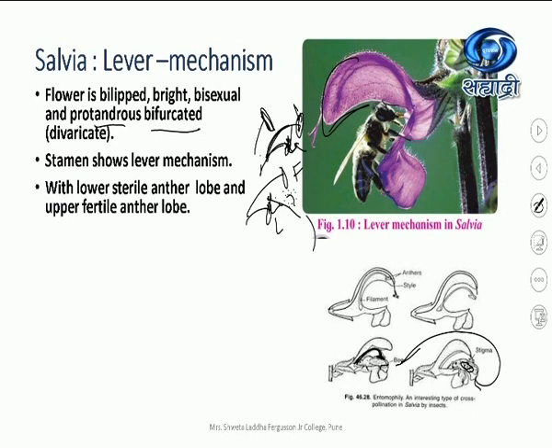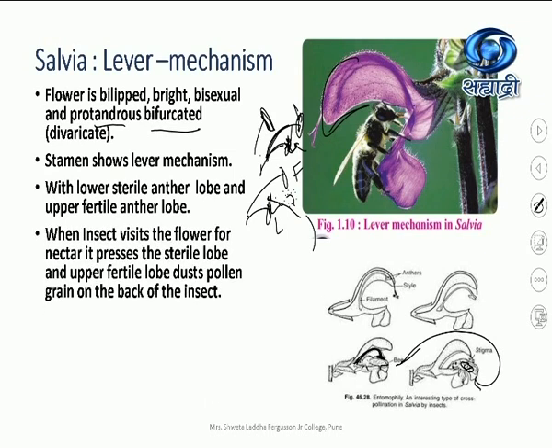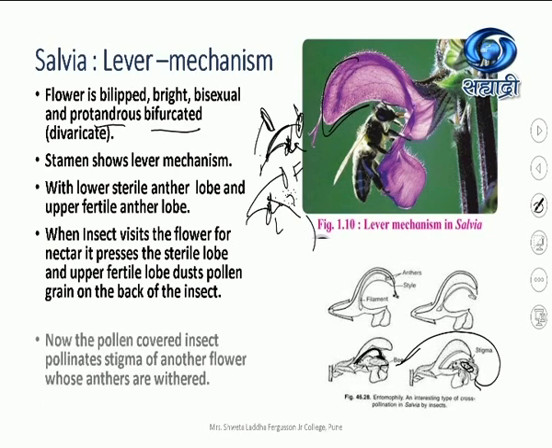In another flower, the gynoecium is matured. The stigma is sticky. These dusted pollen grains on the back of the insect will stick to the stigma, and thus cross-pollination takes place. When an insect visits the flower for nectar, it presses the sterile lobe. The upper fertile lobe dusts pollen grains on the back of the insect.